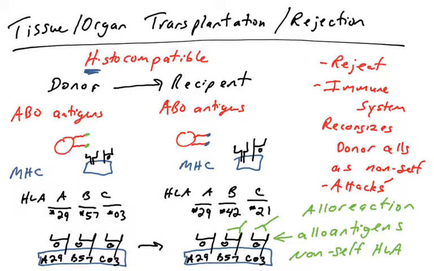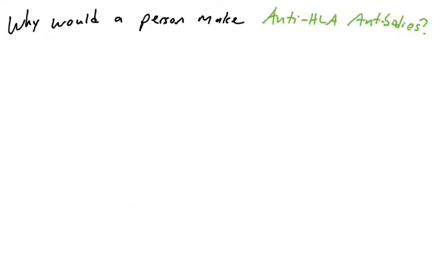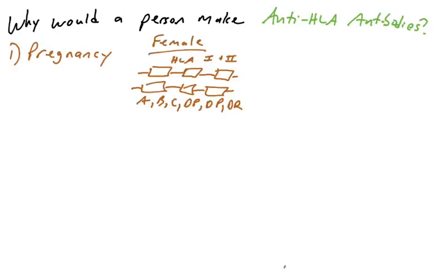So we want to match as many antigens between the donor and the recipient as possible. These HLA antibodies, or I should say these anti-HLA antibodies, where would they come from? Why would an individual generate anti-HLA antibodies? So there are 3 scenarios we can talk about here. The first is during pregnancy, and this is restricted to females.